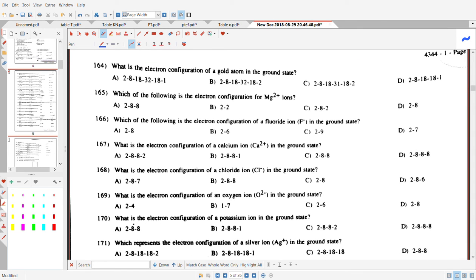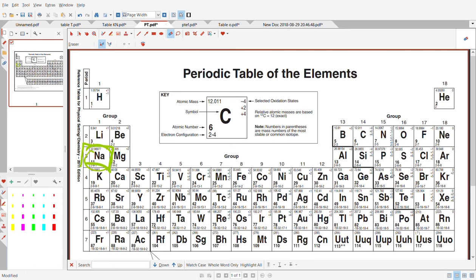Now I'm going to go over some of the electron config. It says a gold atom, so I'm going to go to the periodic table and look up gold. Gold is Au. No, we can't do that one.